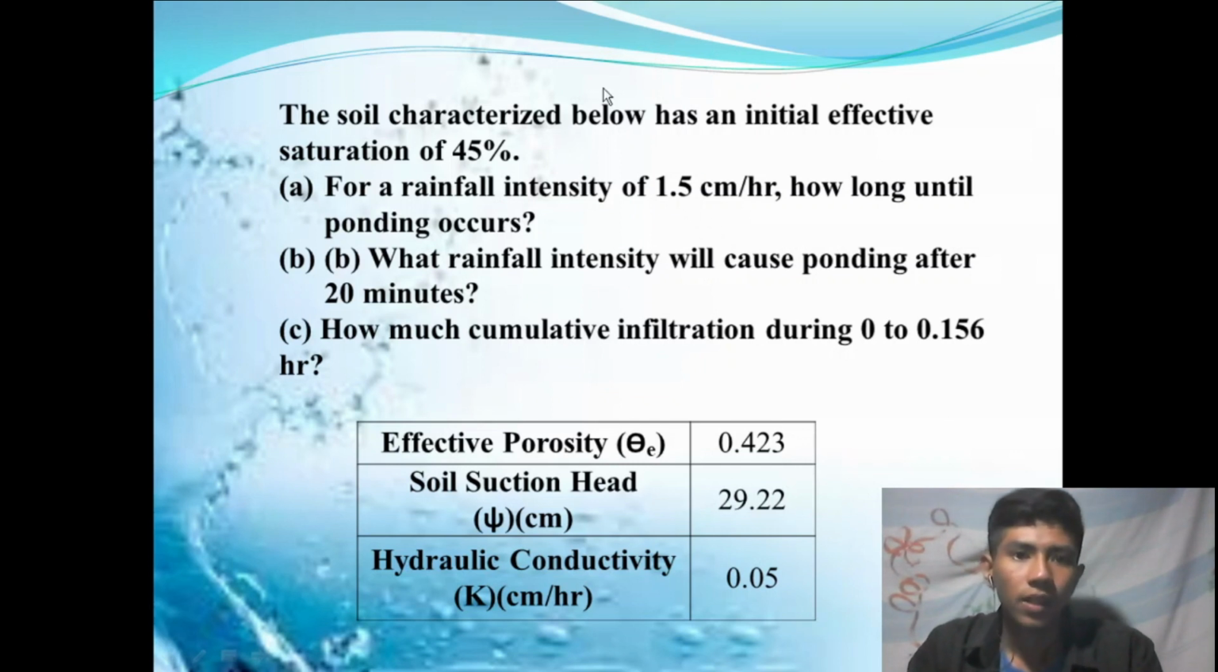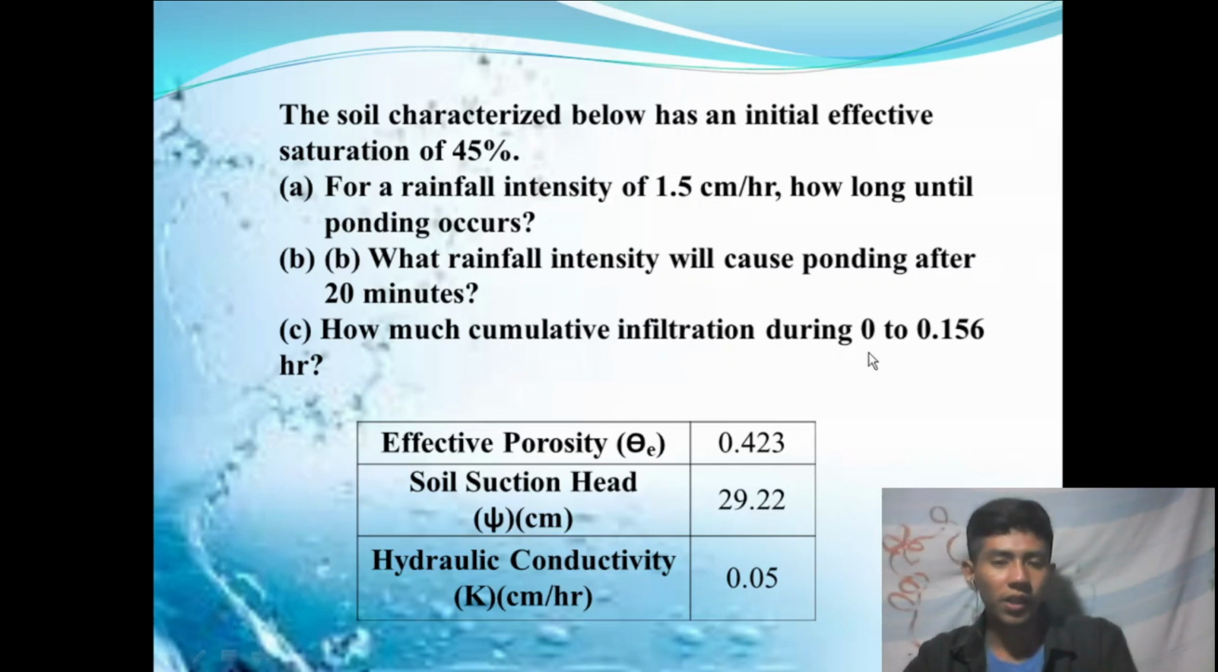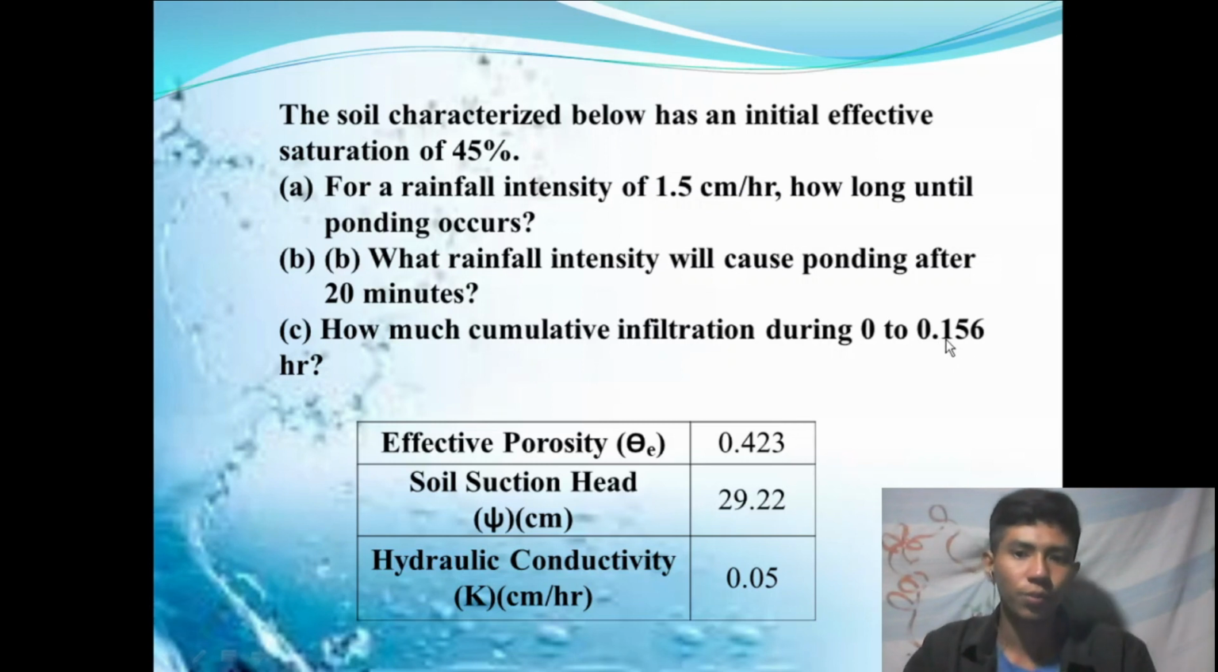This is the sample problem. The soil characterized below has an initial effective saturation of 45%. A: For a rainfall intensity of 1.5 cm per hour, how long until ponding occurs? B: What rainfall intensity will cause ponding after 20 minutes? And C: how much cumulative infiltration during 0 to 0.156 hours?